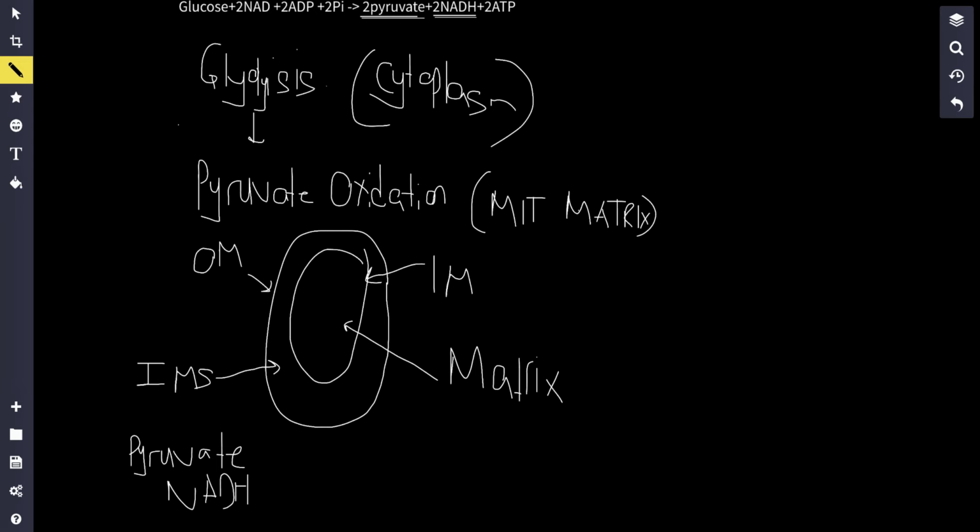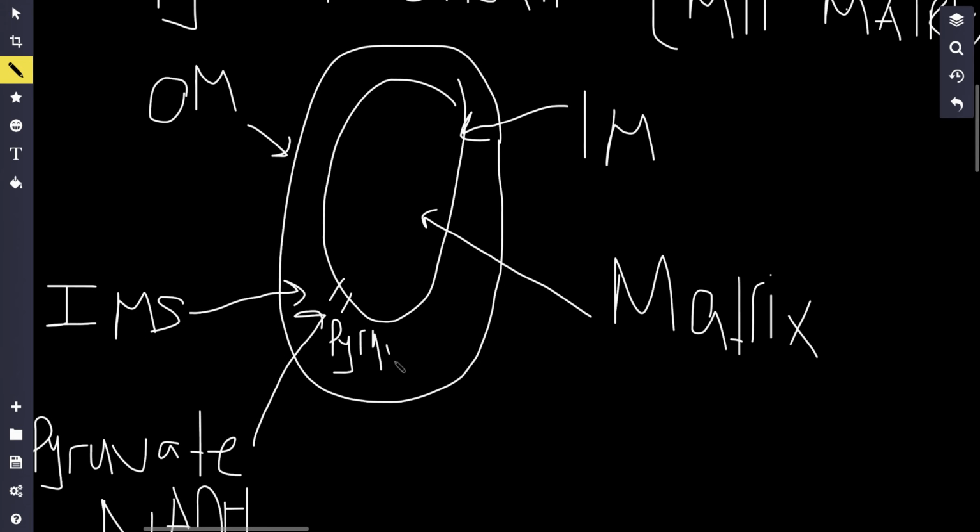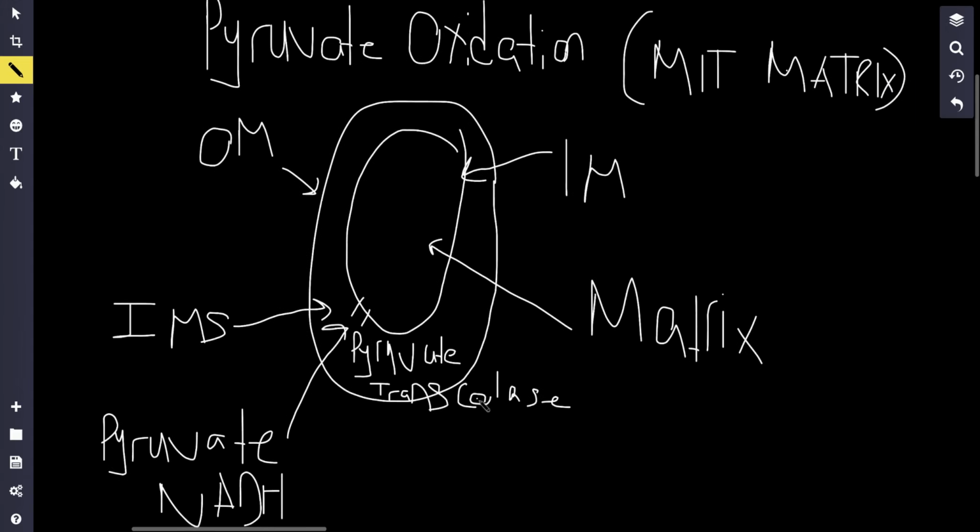So how do I do this? Well, it turns out that pyruvate can enter through something known as pyruvate translocase. This is going to help facilitate the transportation from the intermembrane space to the inside. I want to get from the intermembrane space inside the matrix, so I have to pass through the inner membrane, and pyruvate translocase helps me with that.